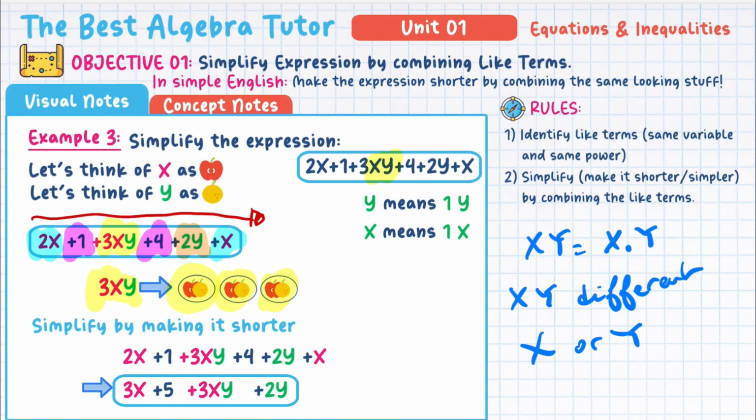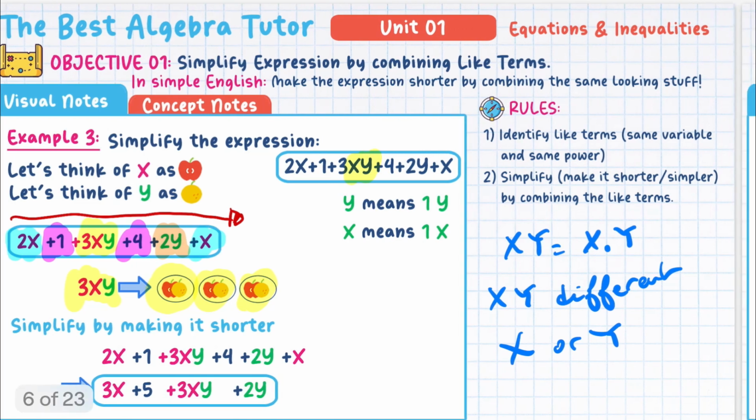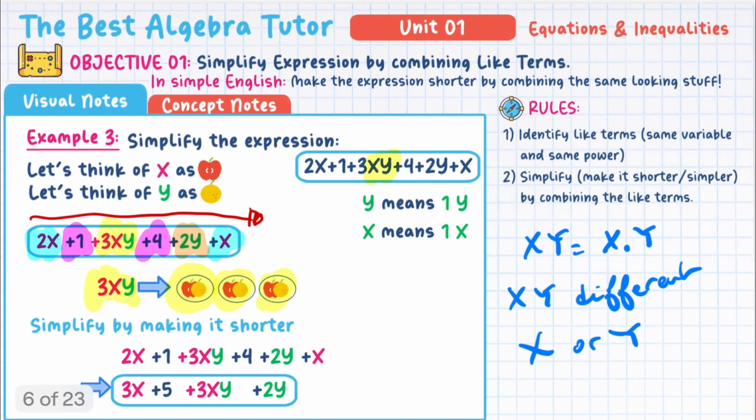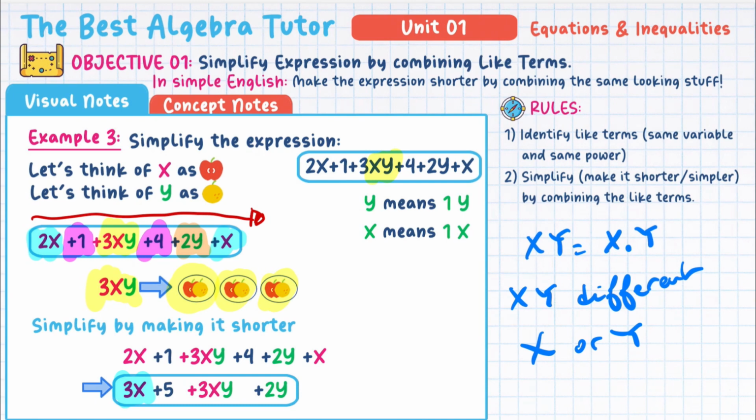So with the color coding, I can tell right away what I can combine. So 2x and x become 3x. Yes, oops, wrong color. Let me move this. So let's go back. So 2x plus x, because remember x is 1x, is 3x. And then 1 plus 4 becomes 5. And then 3xy is left by itself. It doesn't have another friend. And 2y doesn't have another friend. So that is how we get this to this.